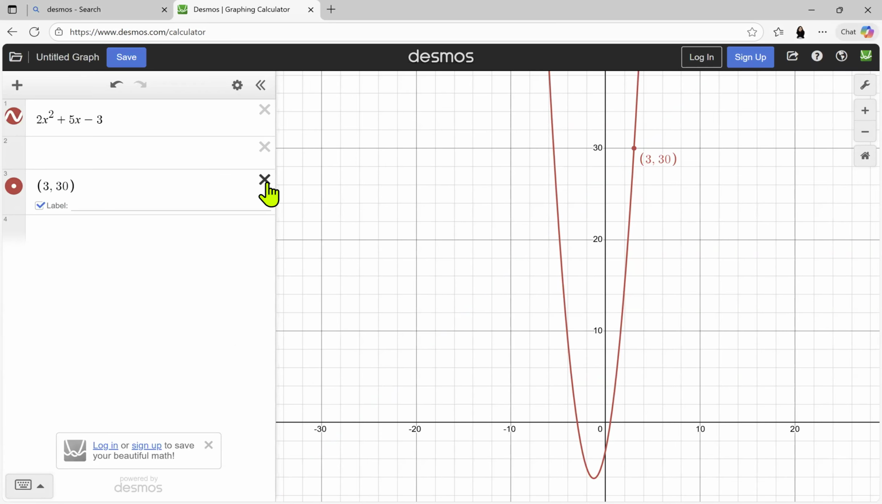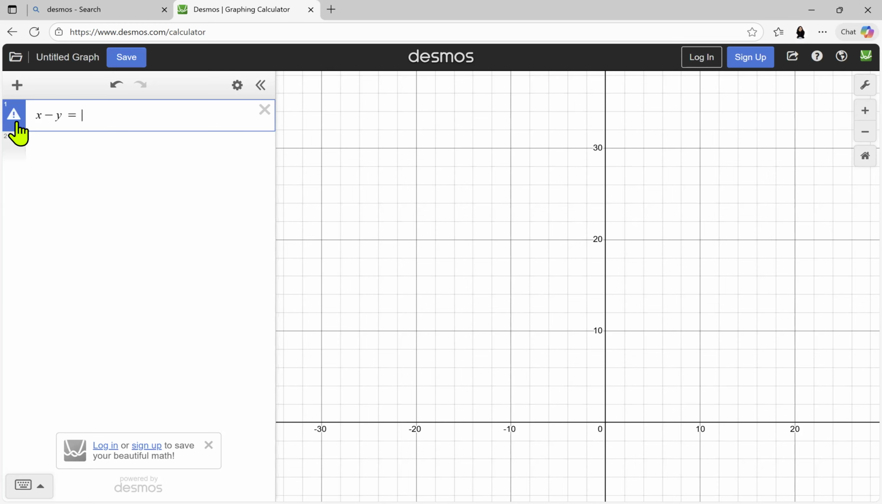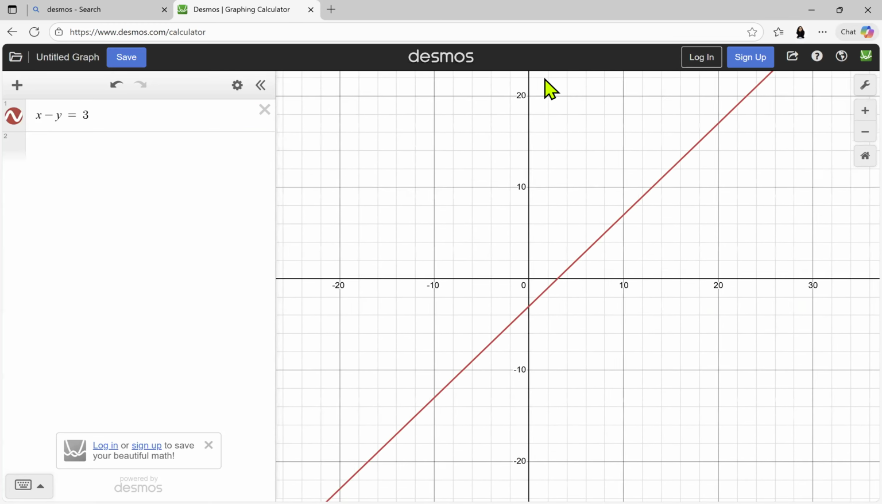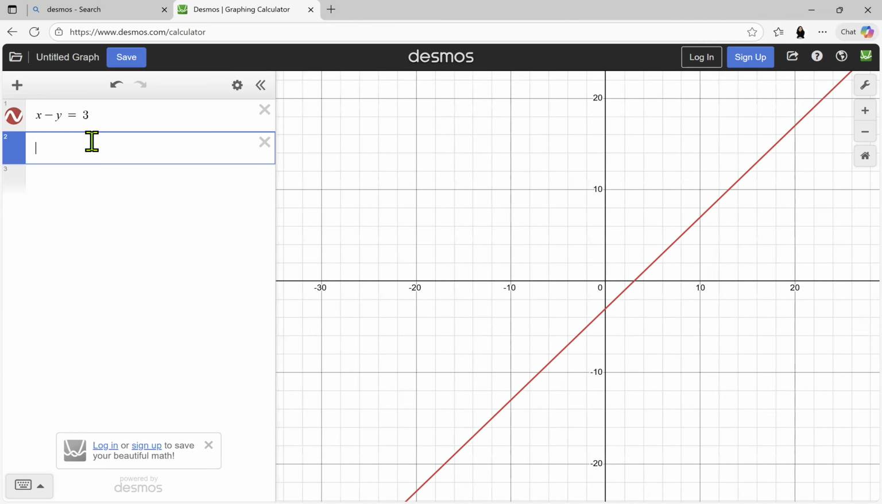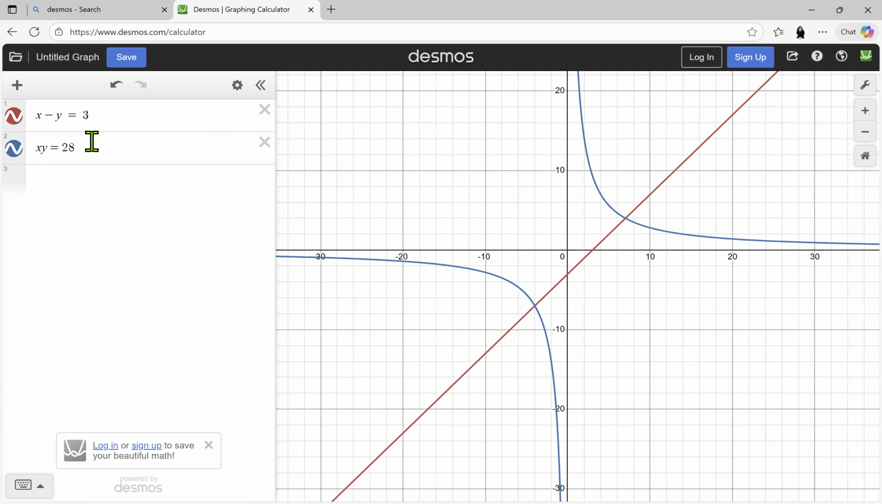All right, so I'm just going to remove the last two equations that we had here. So this one is x minus y is equal to 3, right? Of course, that's a linear graph. And then we have xy is equal to 28. This xy graph, we call this an asymptote, right? So it's not a graph that you would see very often in regular math. You'll see it in add math, but not regular math.